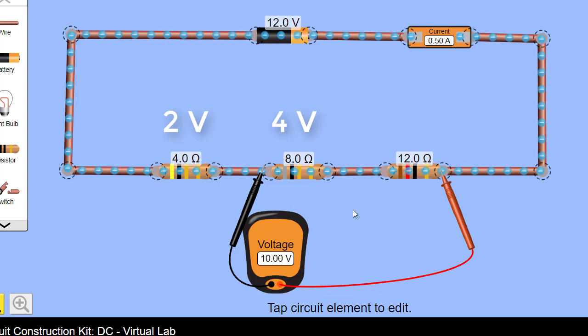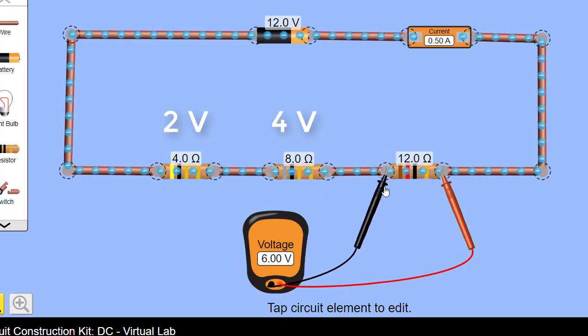If we go to the 12 ohm resistor, you can see that the potential difference across the 12 ohm resistor is going to be 6 volts. Now that's 3 times as much as in the 4 ohm resistor. So the voltmeter is telling you the amount of energy lost in that resistor per coulomb of charge. So according to this 12 ohm resistor, we're going to be losing 6 joules per coulomb. The potential difference is going to be 6 volts.